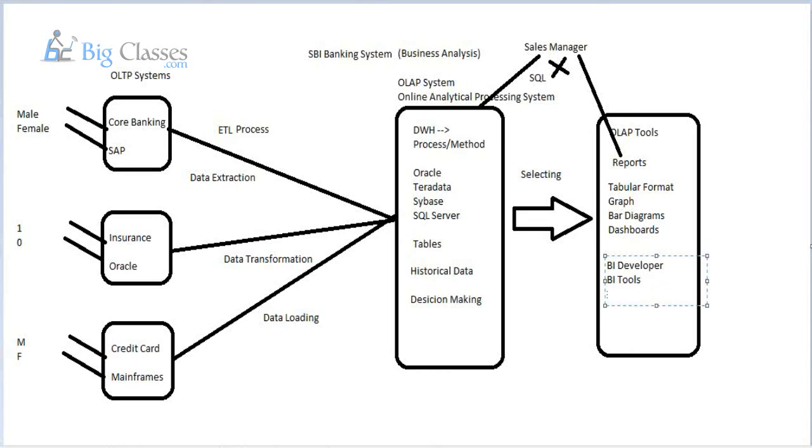Right? So there are multiple BA tools within the market, like Cognos, SAP Business Objects, MicroStrategy, Hyperion, OBIEE. These are all the different reporting tools that are used to present the data in the form of reports. So these tools are called BA tools, where the BA developer will use them to create a report.